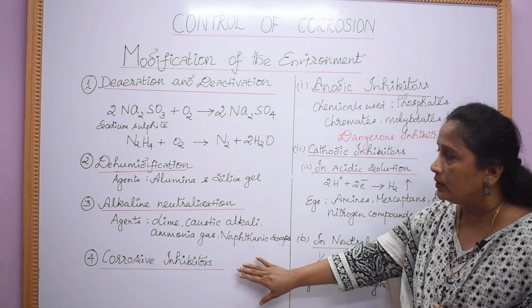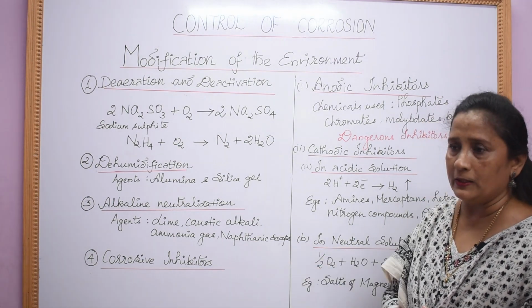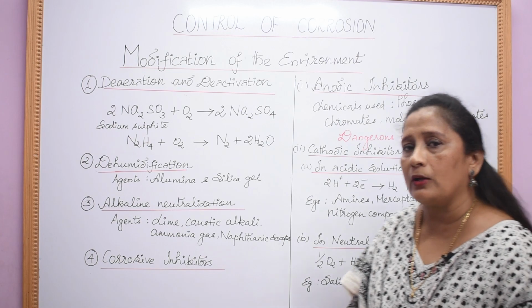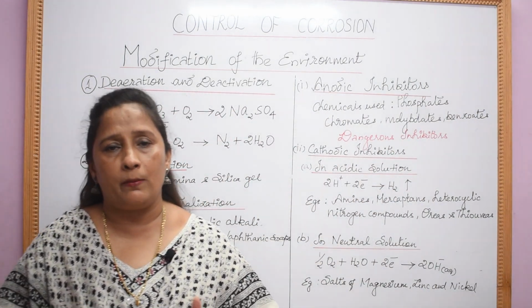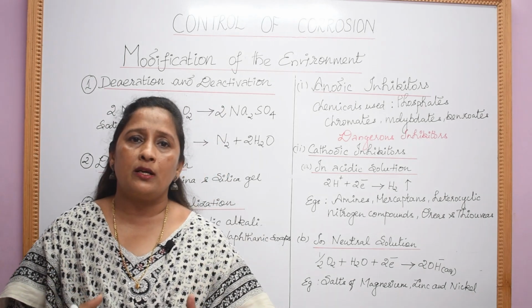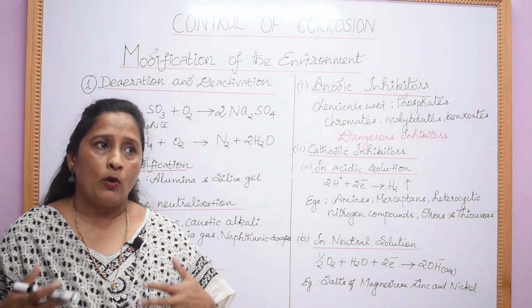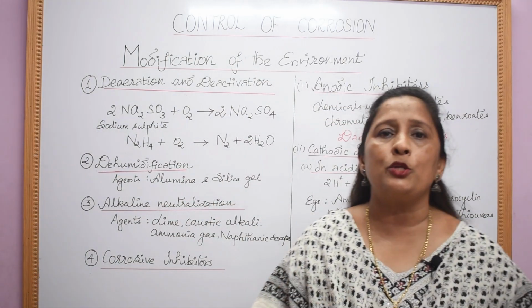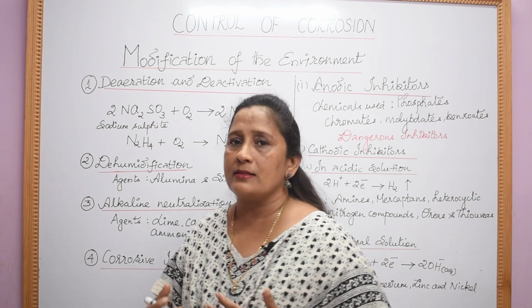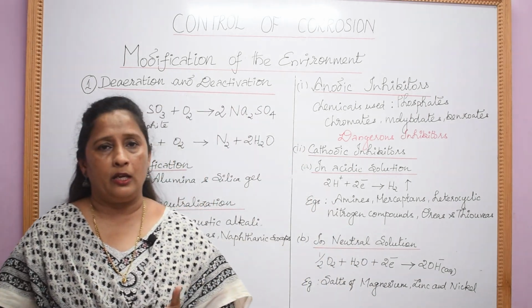Now, the fourth type of modification is corrosion inhibitors. Let us know what corrosion inhibitors are. Corrosion inhibitors are nothing but chemicals which, when added to the corrosive environment, reduce the rate of corrosion. They are the chemical substances which, when added to the corrosive environment, decrease the rate of corrosion. We have two types of corrosion inhibitors.